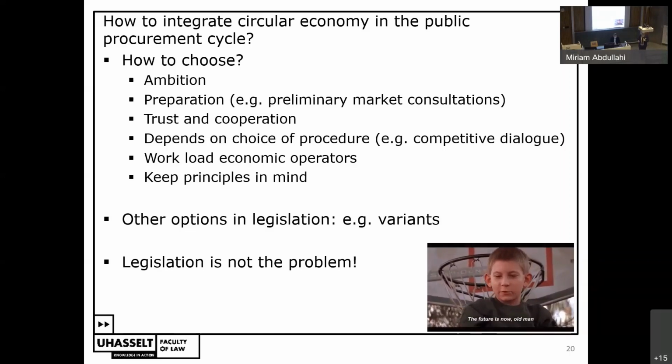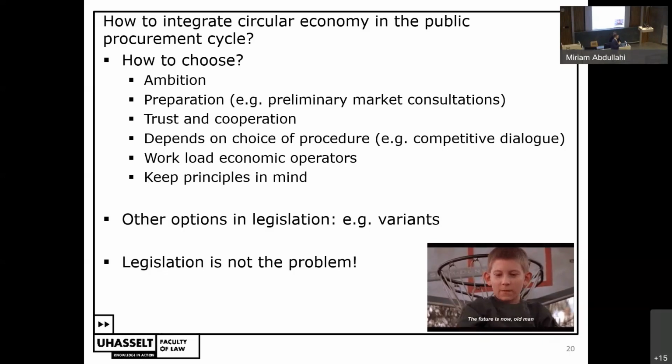Preliminary market consultations. If you want to know what the market has to offer, you have to check the market. If there are a lot of solutions available, you can put it in the technical specifications because a lot of them can comply or fulfill those conditions. If there are not that many people who have the solutions you want, you can put it in the award criteria. Give people the chance to pass the bar of the technical specifications, go to competition, and then put it in the award criteria so circular companies can shine bright like a diamond.